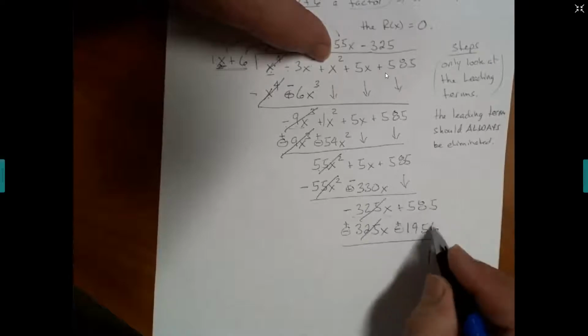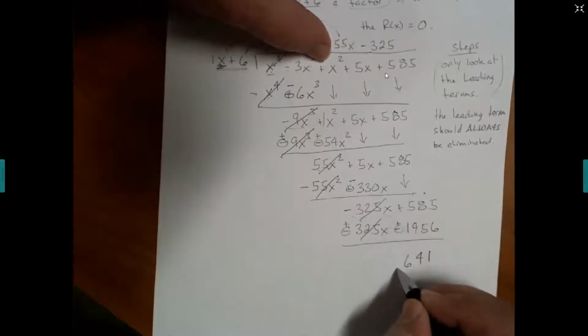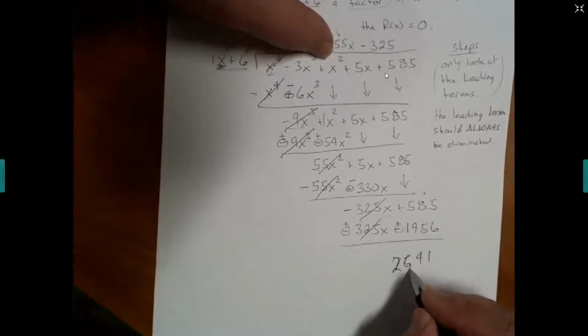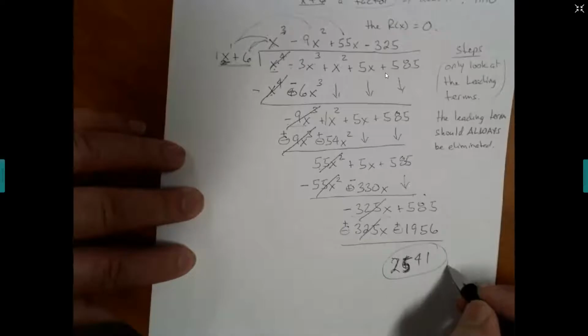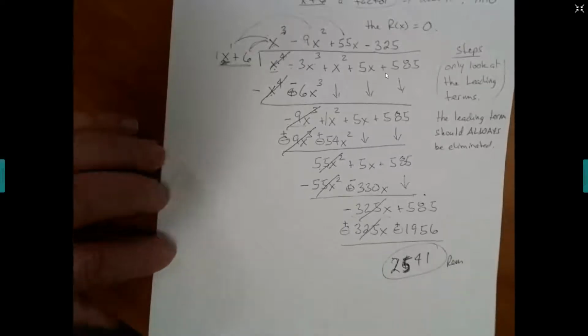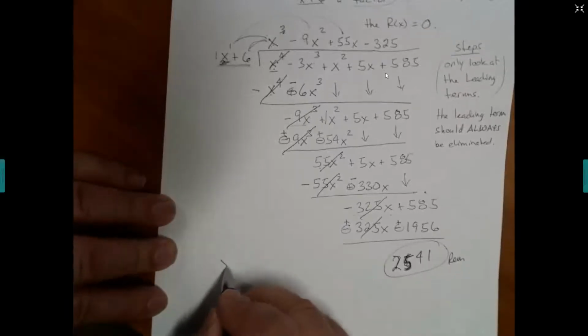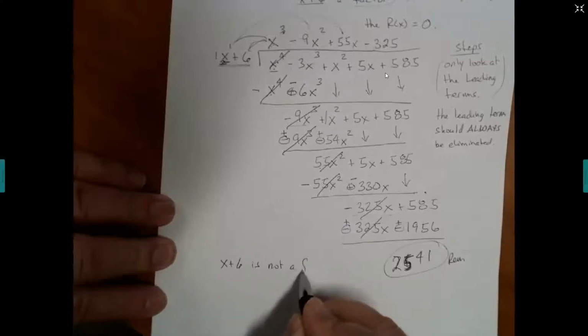So this is 11, 14, 6. No, it's 25. 2541. There's your remainder. So is x plus 6 a factor? Nope. X plus 6 is not a factor.